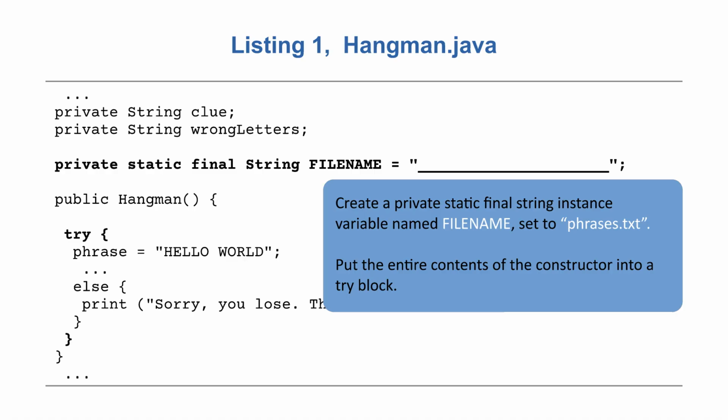First, create a private static final string instance variable named filename set to phrases.txt. Then put the entire contents of the constructor into a try block. You'll not be able to run the program as it has a syntax error. Either a catch block or a finally block is required after a try block. You can ignore that error for now. We will catch exceptions for that try block in exercise 3.